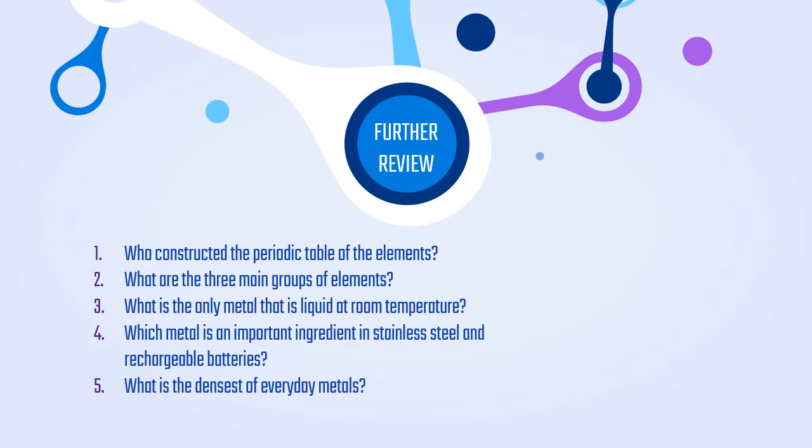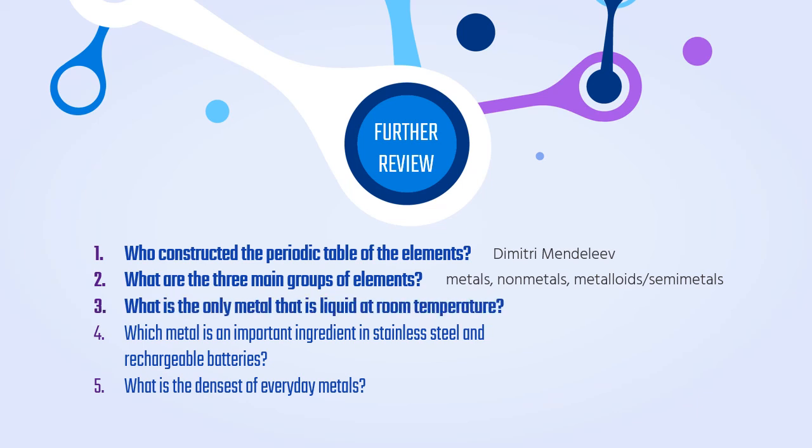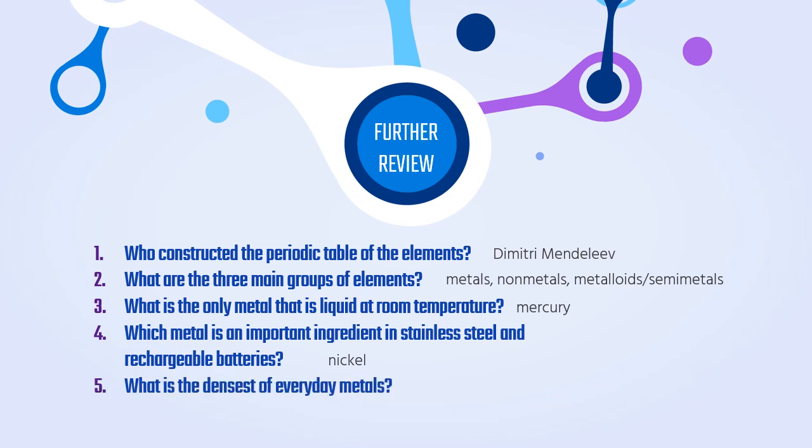All right, let's finish up this lesson with some review questions. Number 1, who constructed the periodic table of the elements? That was Dmitri Mendeleev. Number 2, what are the 3 main groups of elements? Metals, nonmetals, and metalloids or semimetals, whichever one you chose to say would be correct. Number 3, what is the only metal that is a liquid at room temperature? Mercury, excellent. And number 4, which metal is an important ingredient in stainless steel and rechargeable batteries? Nickel, excellent. And our last question, number 5, what is the densest of everyday metals?